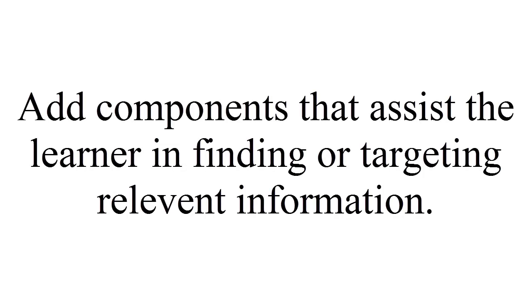Add components that assist the learner in finding or targeting relevant information. This might be accomplished with controls such as chapter markers. This might be done by breaking audio into smaller chunks and providing labeling. Providing supplemental guides or summaries might also assist in this element. So there are a lot of things you can do to improve the educational quality of the audio. So now it's time for you to actually put your hands on and make an effective instructional audio.